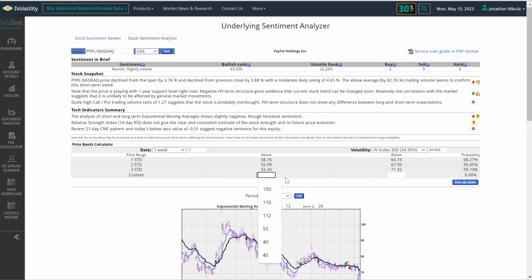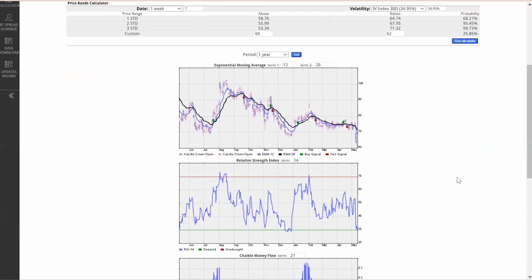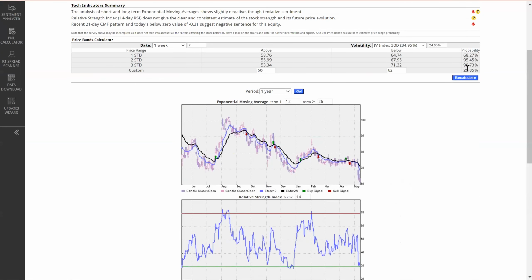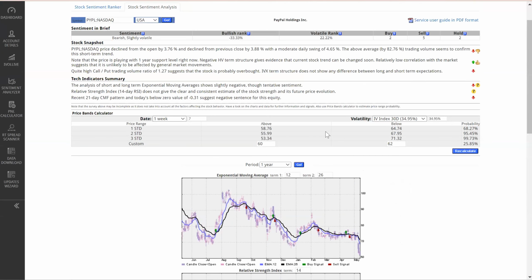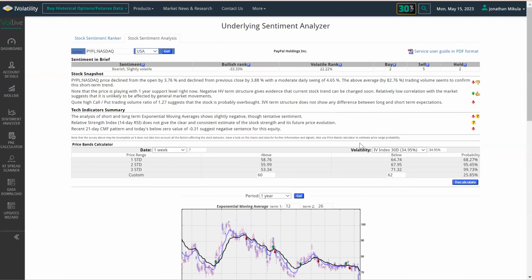You can also get very granular. You can say, okay, well, what's the likelihood PayPal will be above 60, but below 62 1 week from now? Recalculate, and you'll get your odds. So if you're doing a spread trade, for example, those are where I put in these custom numbers to help me choose my strike price.